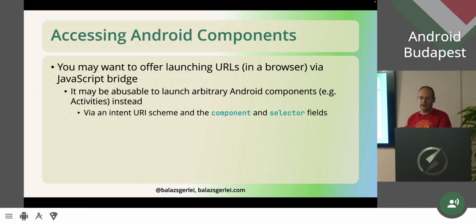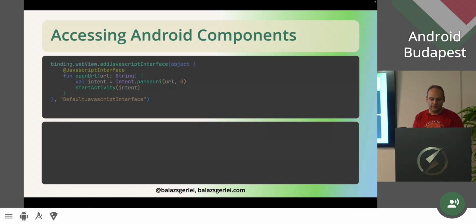I don't know how many of you know that if you use an intent scheme, again, another scheme, not just HTTPS, it's not the only scheme, there's an intent scheme as well, which Android handles. And part of it is the component and selector fields, which can point to an Android component like an activity. So how it can look is that you want to allow launching some components. Let's say you want to allow opening a URL.